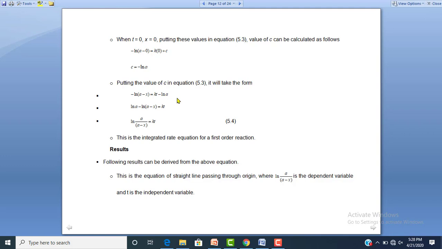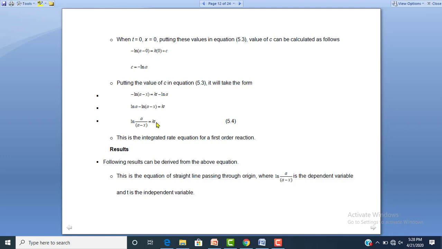Now, if we separate the natural log values and kt, then this natural log a, that is minus here, will be positive on the left hand side. So if we rearrange this equation, then natural log a minus natural log a minus x will be equal to kt. K is the rate constant and t is the time.